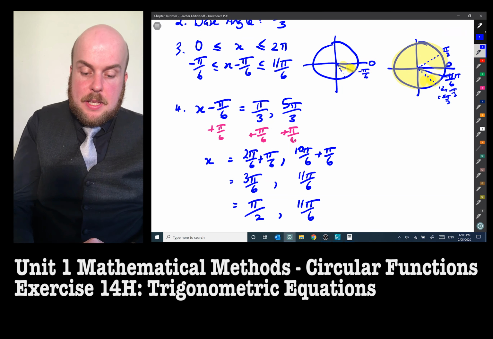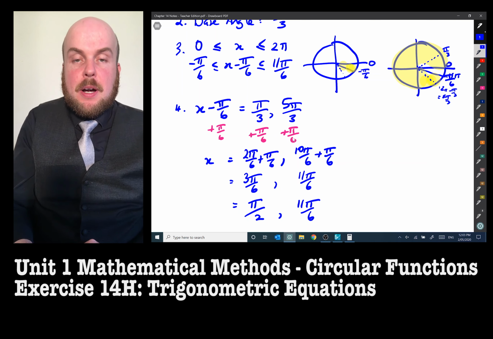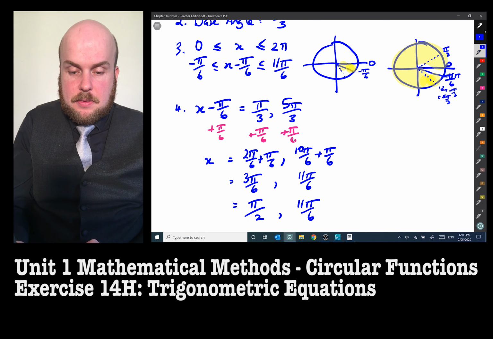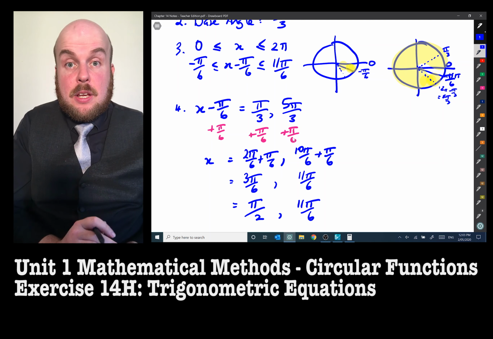It is in between the original domain of 0 and 2 pi. And so there we have solved it. And again, you can always go and double check that on your CAS.